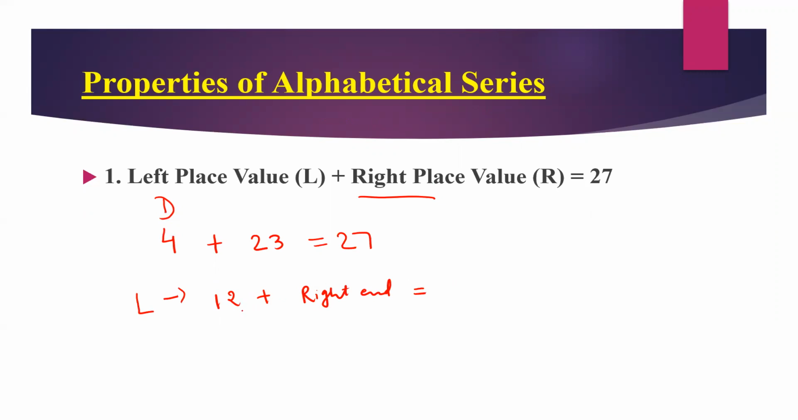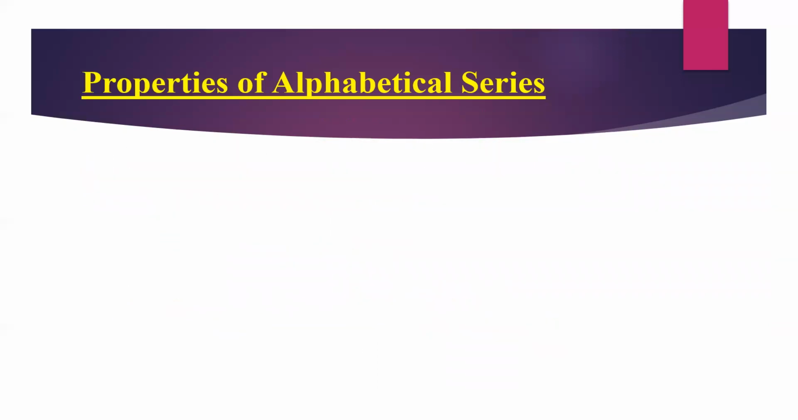But we know that if we add both the place values, from the left hand and from the right hand, we will get 27. So we can find the right hand place value. It is equal to 27 less the left hand 12, and it is equal to 15. So the place value of letter L from the right end is 15. So go and check it. 1, 2, 3, 4, 5, 6, 7, 8, 9, 10, 11, 12, 13, 14, and 15. We get 15 here. So I think the first property is clear to you.